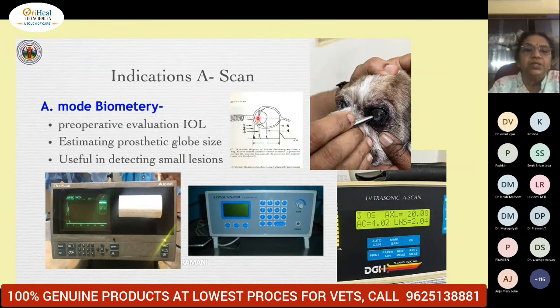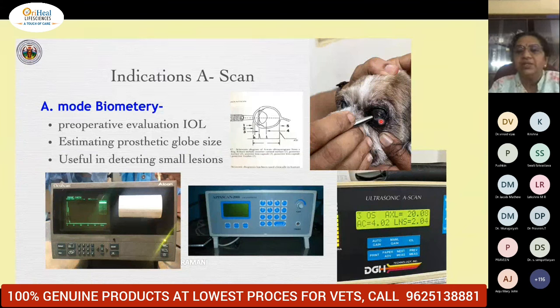This carries very high importance in the intraocular lens power calculation. So preoperatively, to evaluate the intraocular lens power and also to study the prosthetic globe size, A scan is a very good indication, and it is also useful for detecting small lesions on the retina. Depending upon the spikes, you will be able to study. You get spikes according to the interference on the tissues. If there are strands or choroidal detachment, you will get additional spikes here. So you will be able to see some small lesions also; with practice, it comes.